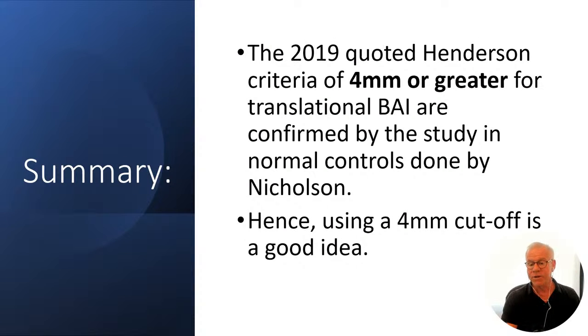So in summary, the 2019 quoted Henderson criteria of 4 millimeters or greater looks pretty solid. It actually agrees with the study on normal controls done by Nicholson. So we now have normal controls on upright MRI to compare to. Hence, using a 4 millimeter cutoff is a pretty good idea. I'm very comfortable with that. And that's what we use.